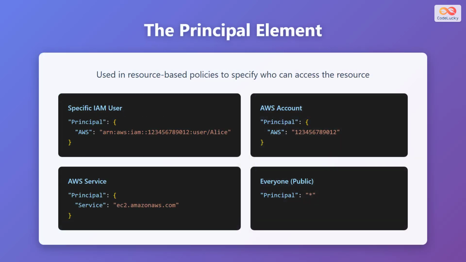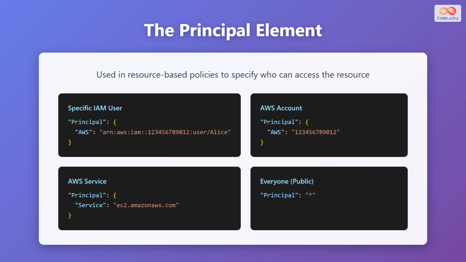The principal element is used in resource-based policies to specify who can access the resource. You can specify a specific IAM user by providing their full ARN, which includes the account number and username. To grant access to an entire AWS account, you simply provide the 12-digit account number.